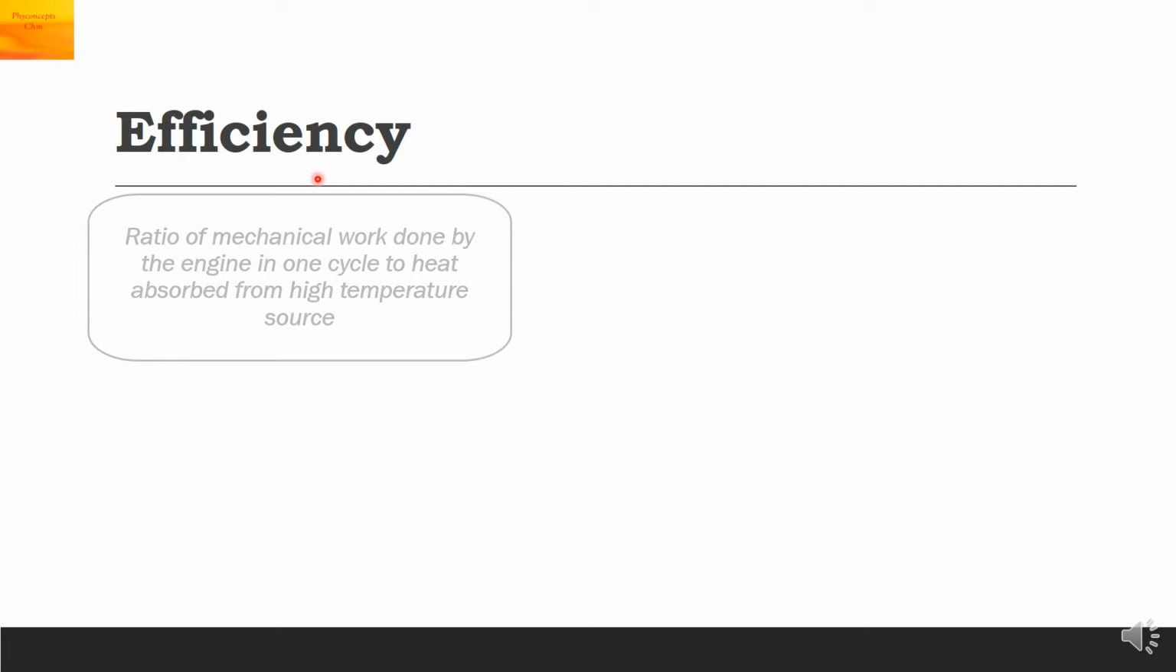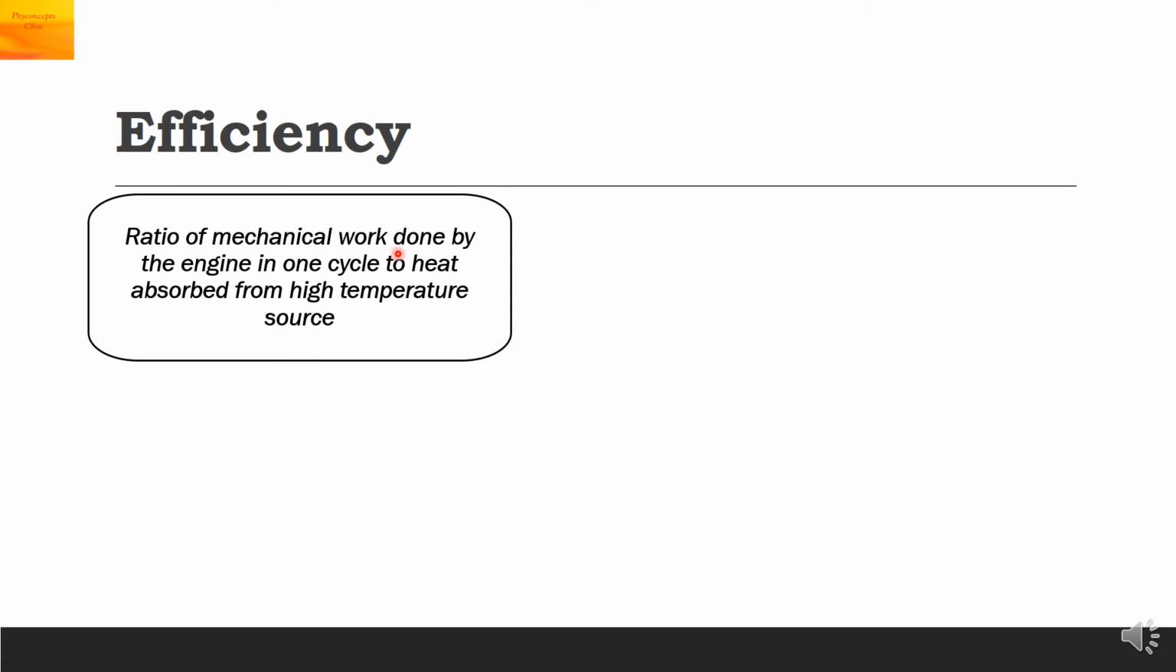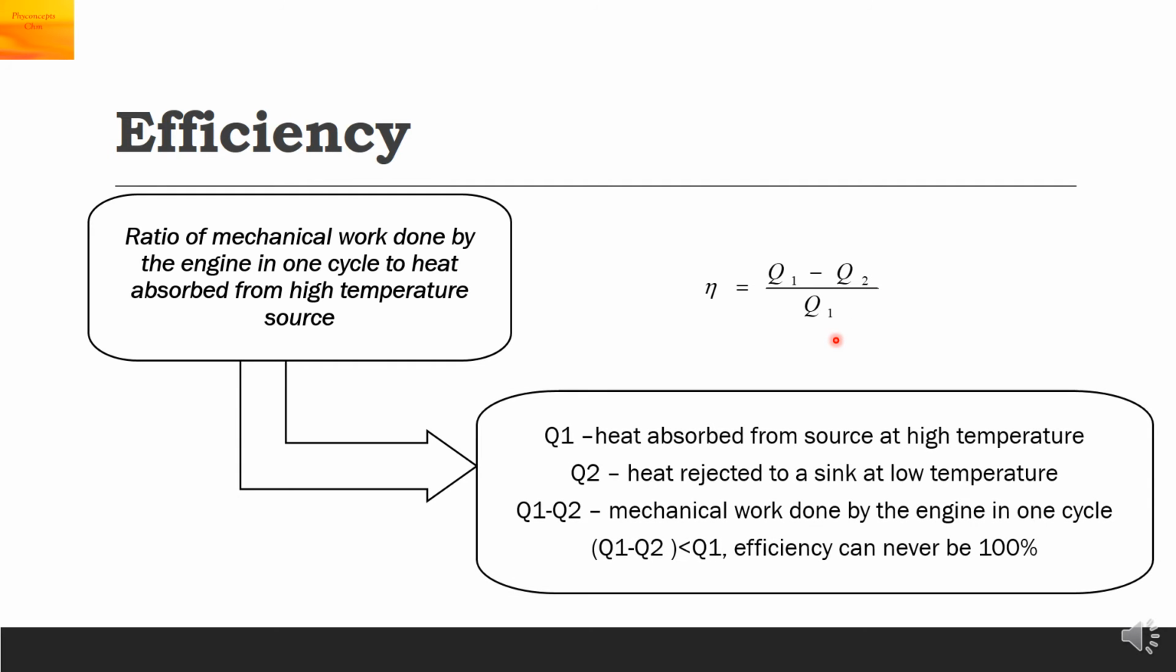Efficiency. The ratio of the mechanical work done by the engine in one cycle to the heat absorbed from the high temperature source is called the efficiency of the engine. This is the formula for the efficiency. We denote it as eta. It is equal to Q1 minus Q2 upon Q1, where Q1 is the heat absorbed from the source at high temperature. Q2 is the heat rejected to a sink at low temperature.